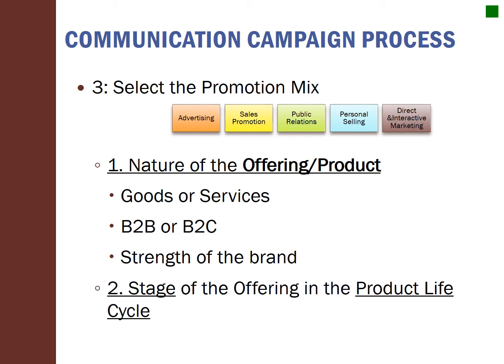clarify or guide you in terms of the percentage or the proportion of each of the five promotional mix components to use in your advertising campaign. So number two, when we're selecting the promotional mix, consider the stage of the offering. And you can think of this in the product lifecycle form, and you can also attach the goals that you have for the campaign as well when we're doing this.